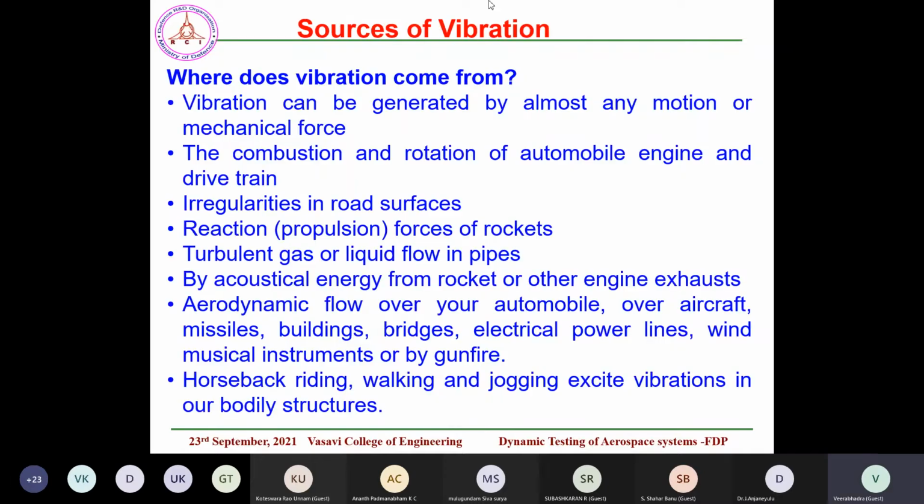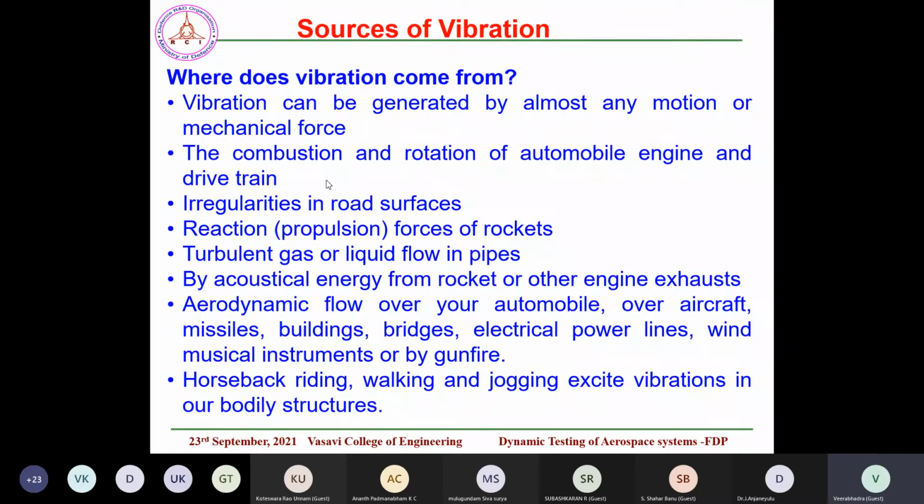Sources of vibration in general, apart from the aerospace industry: what are the general sources of vibration? Vibration is like to-and-fro motion. It is almost always generated whenever there is an imbalance of forces, or when any force is exerted on a system. For example, in IC engines, because of the combustion and rotation of automobile engines, or on the road, if you are traveling in an automobile, because of the road irregularities you get vibration.